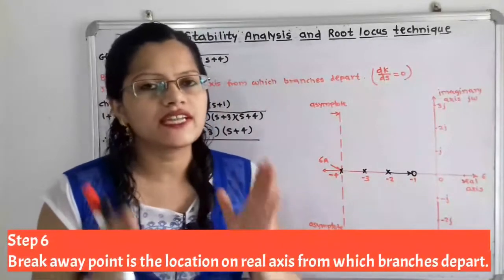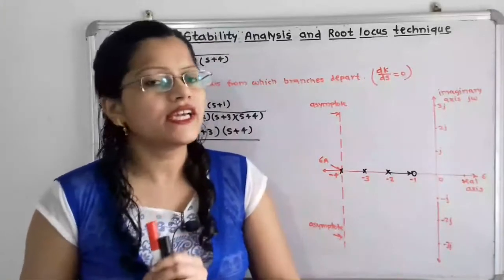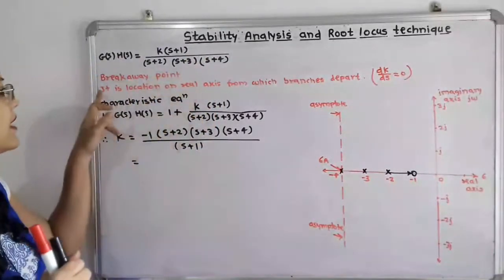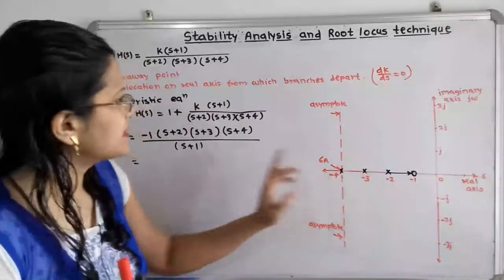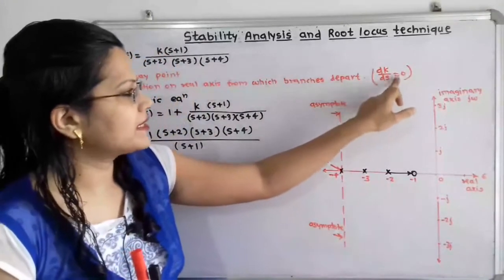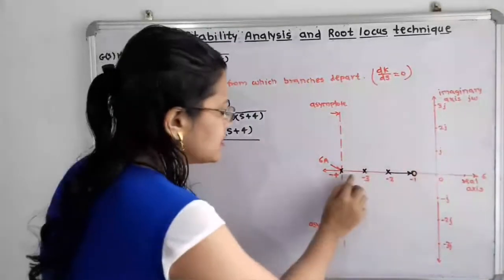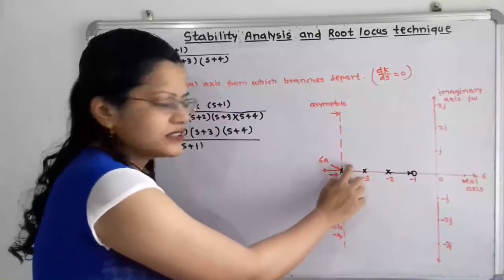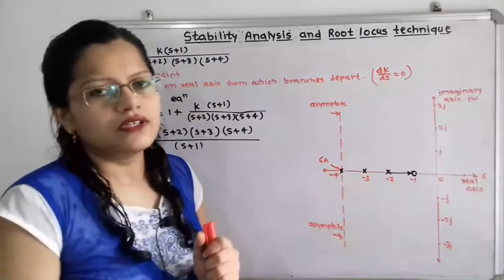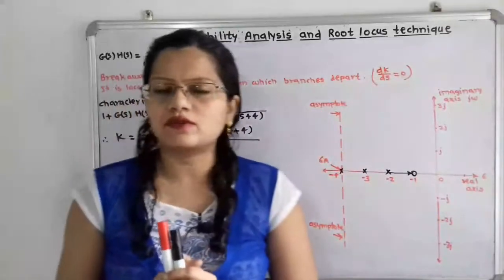Now how to select that particular point from which branches depart on the real axis? So how can we define this breakaway point? The breakaway point is the location on the real axis from which branches depart, and it is the solution of dk by ds is equal to 0. Now we have to select the point on the real axis from which we start the branch, and that will terminate to infinity along this asymptote. So we have to calculate the solution for dk by ds is equal to 0.